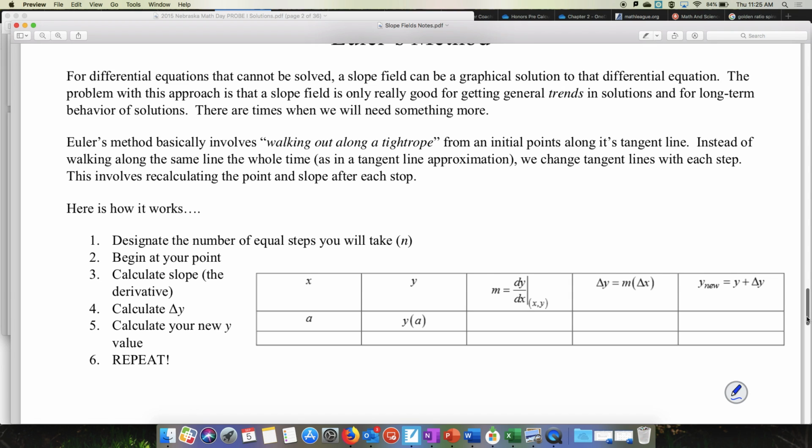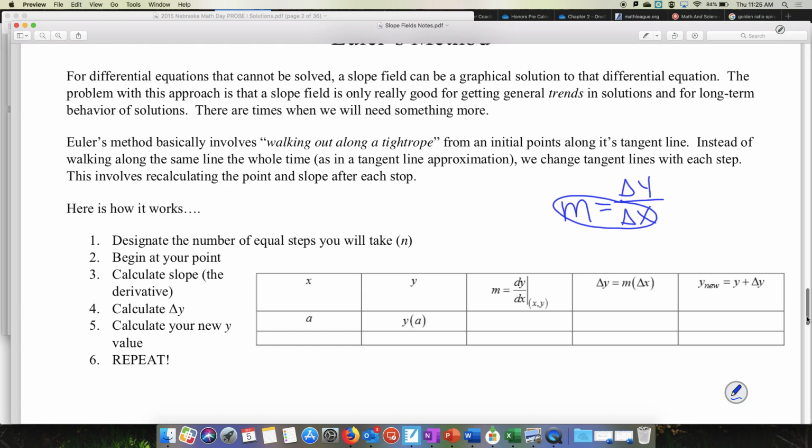And we're going to use that, okay? Let's take a timeout right here. Slope is change in y over change in x. Do you agree? Okay. So if I rearrange this, our change in y is the same as slope times change in x. Are we okay with that? So what we're doing, we're taking our point, we're figuring out our slope, and then we're moving along just a little bit. Okay?